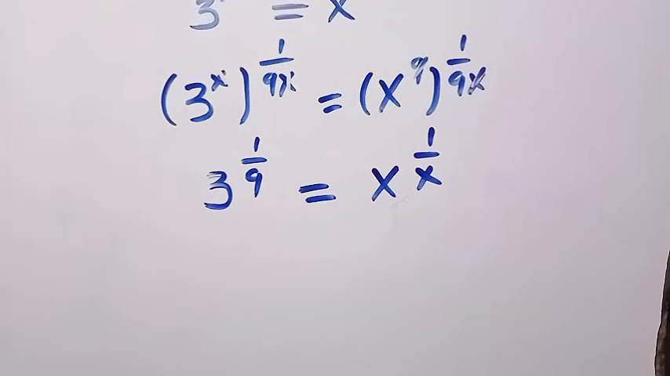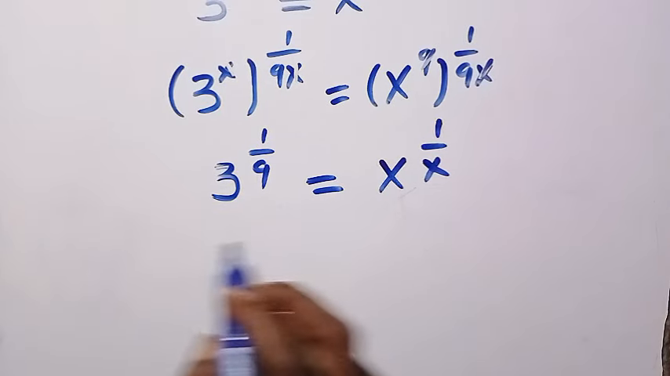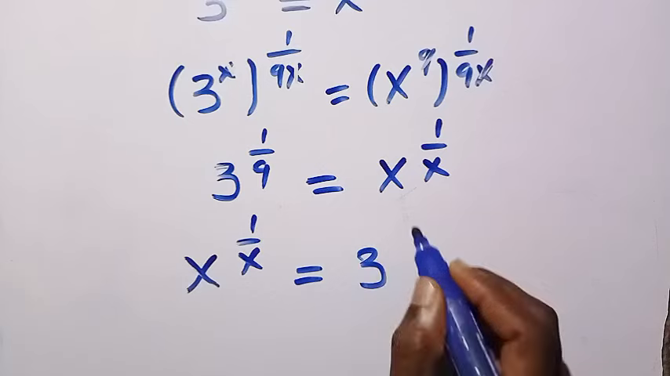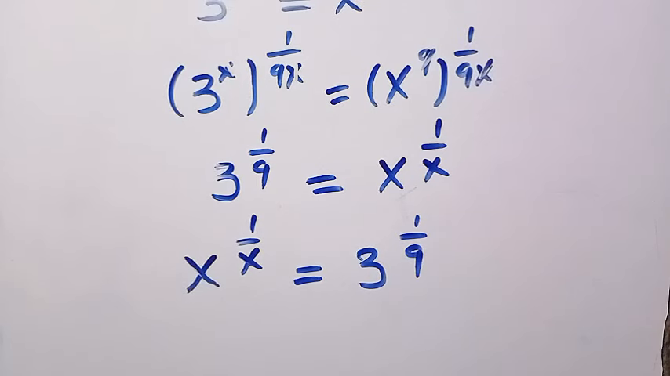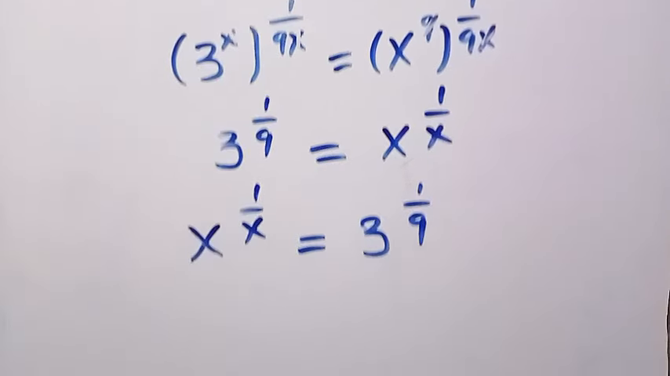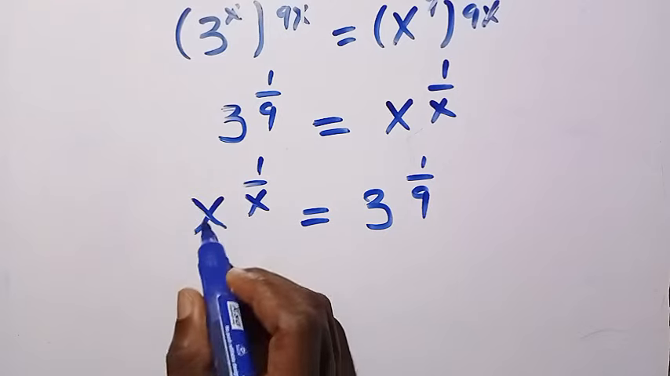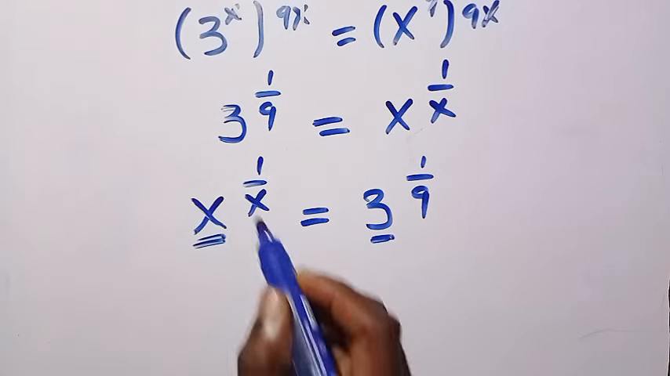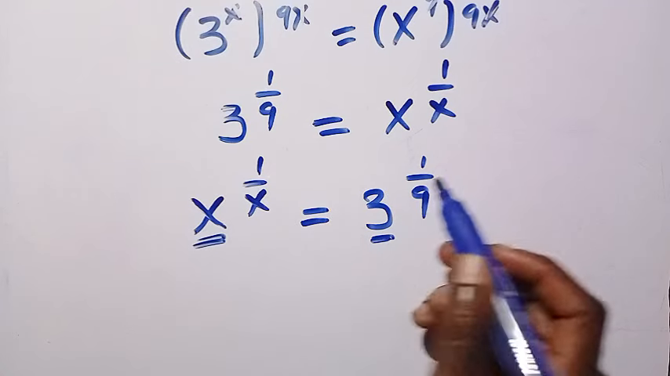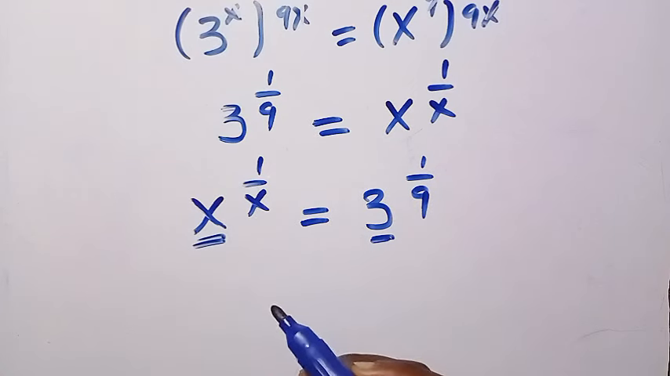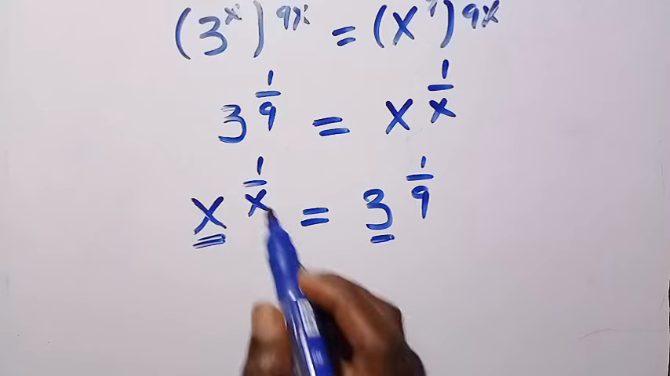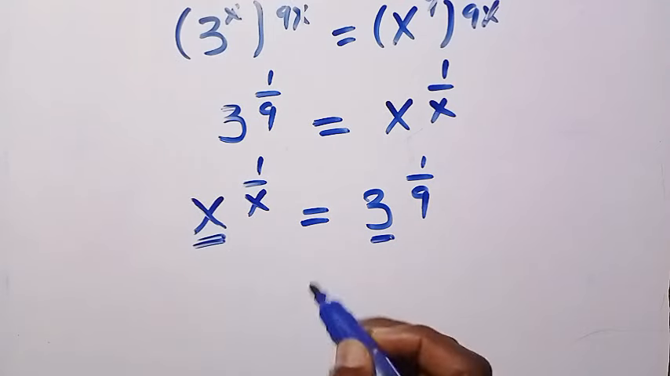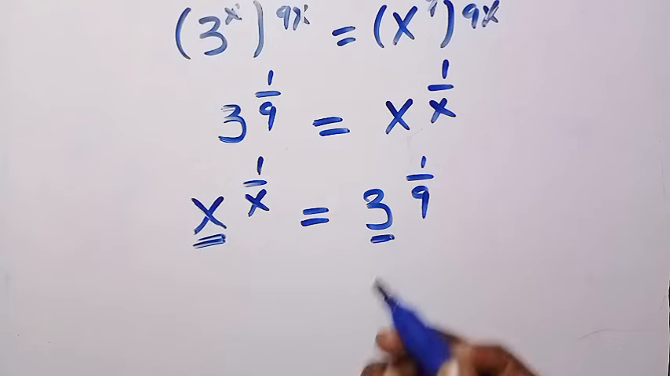And what we do next is, if I write this as x to the power of 1 divided by x equals 3 to the power of 1 divided by 9, just to interchange the position of this, then let's look at this base. The base here is x and the base here is 3. Can we conclude that 1 over x equals 1 over 9? That is actually no, because the powers here are not yet the same. The bases also are not the same. This is x and this is 3.